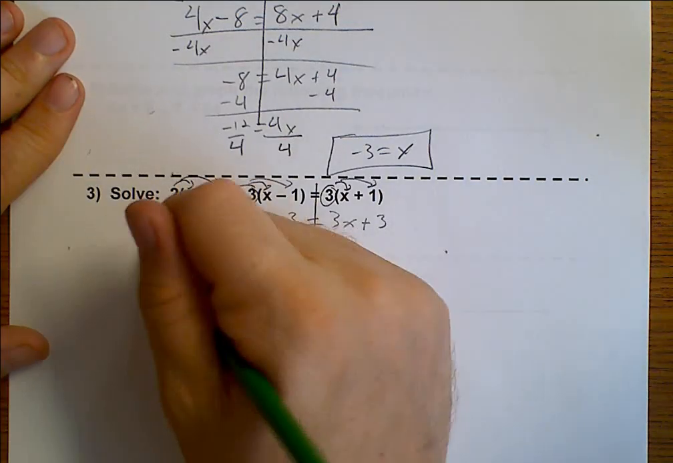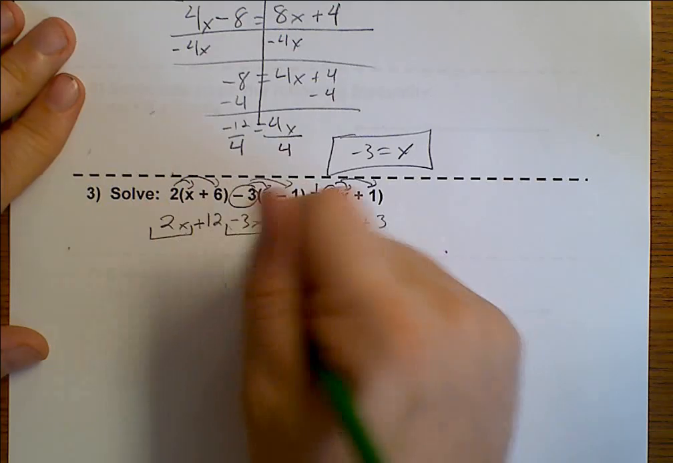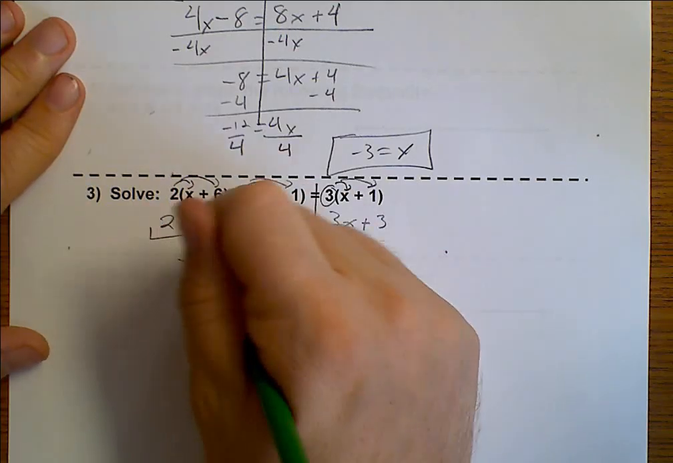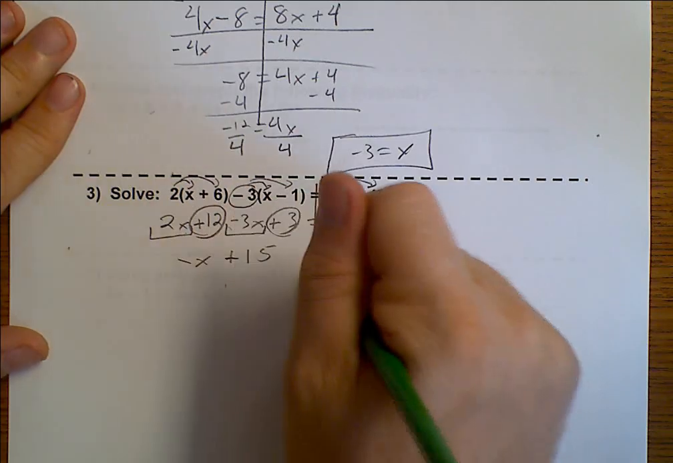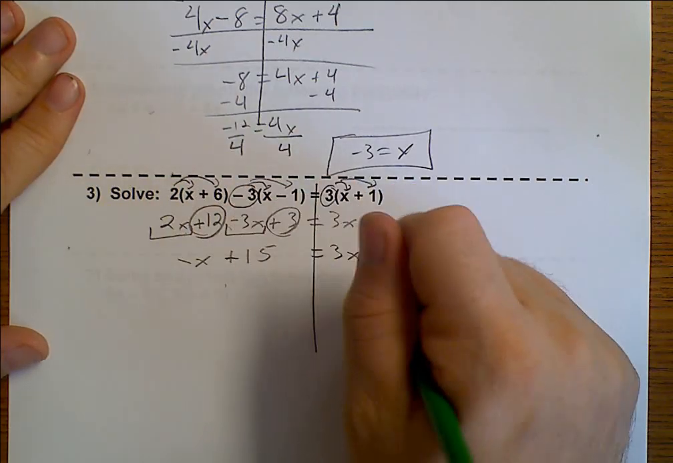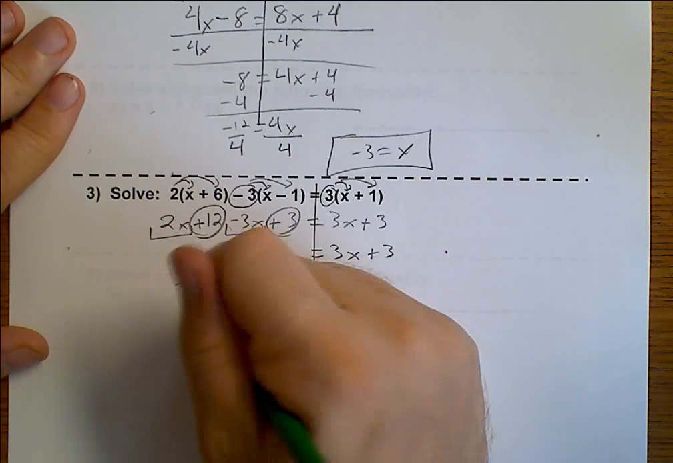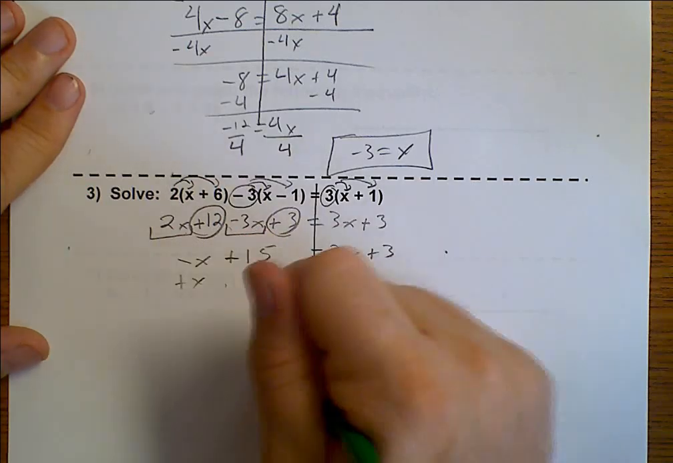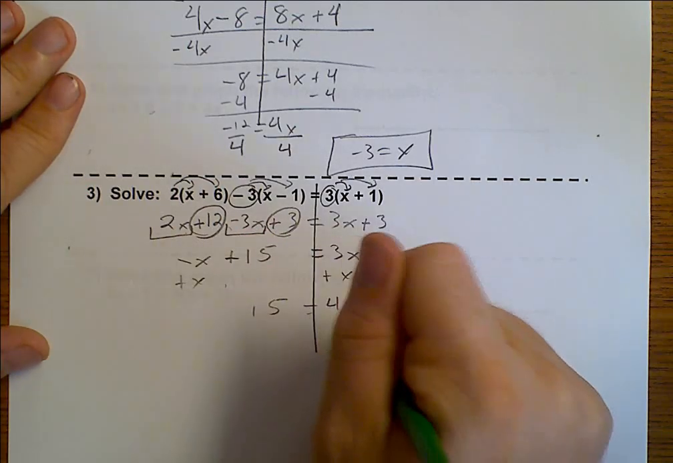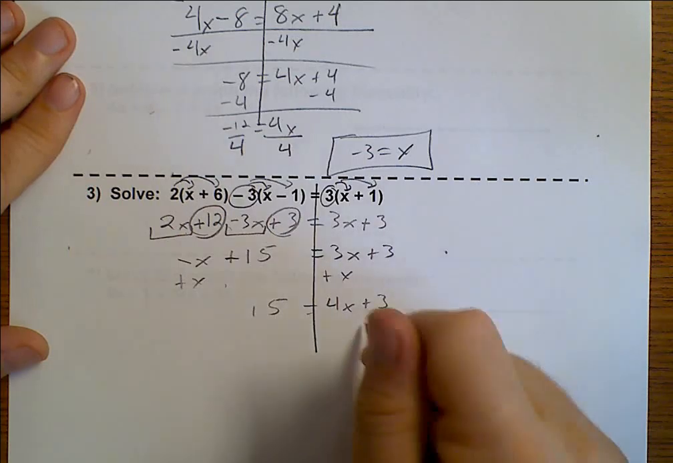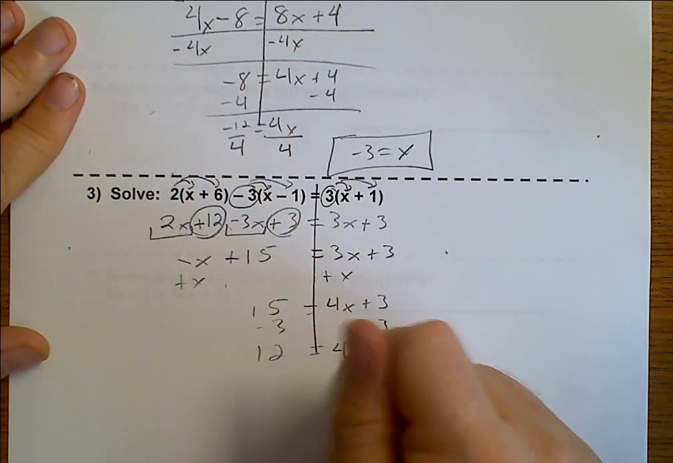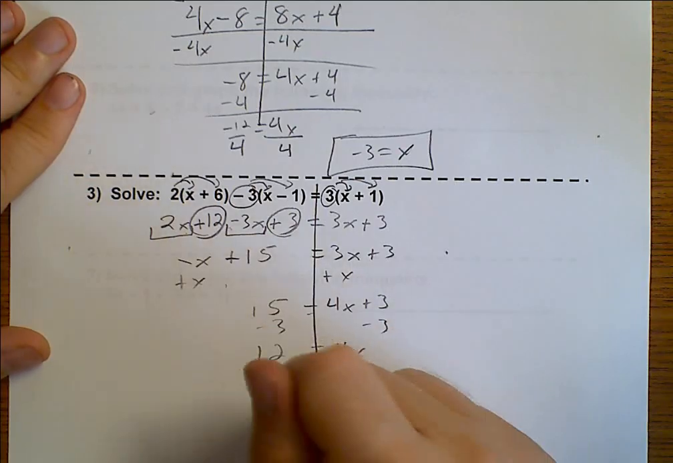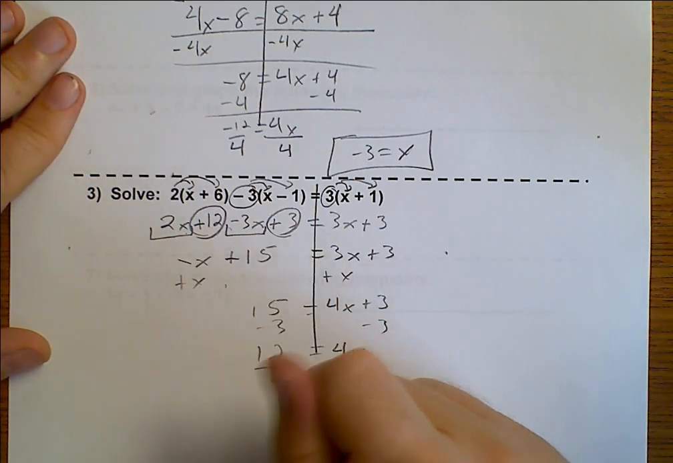Combine our similar terms. 2x minus 3x is a negative x. Positive 12 plus 3 make a positive 15. That equals 3x plus 3. Get all of my x's to one side. I have 15 equals 4x plus 3. Subtract 3 from both sides. We get that 12 equals 4x, divided by 4, and we get that x equals 3.